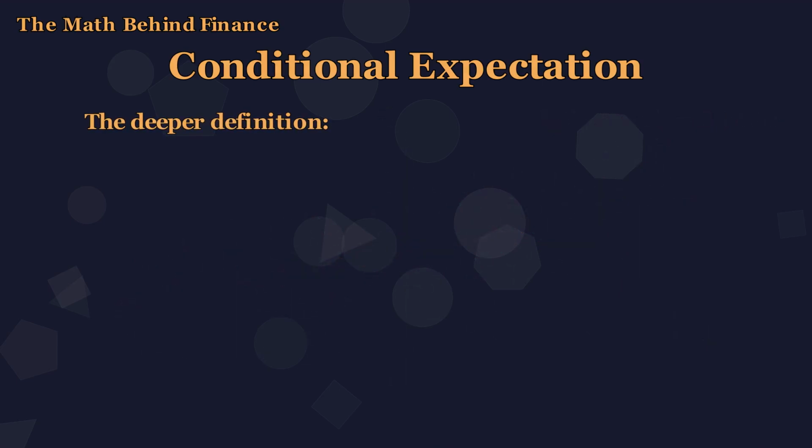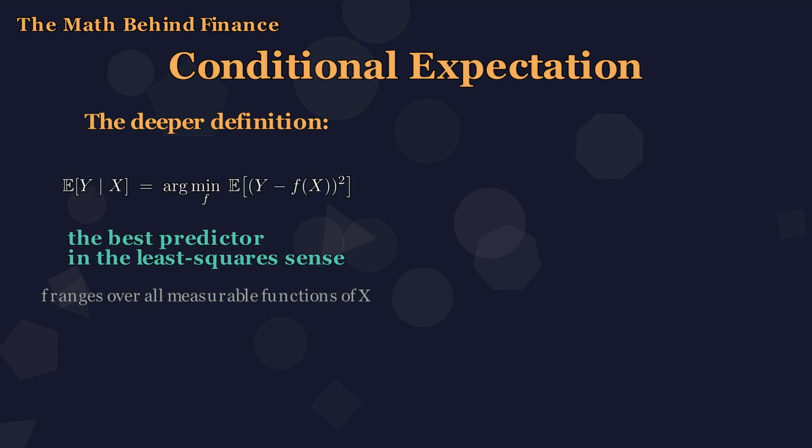Conditional expectation has a precise characterization. E of Y given X is the function f that minimizes the expected squared error. It is the L squared projection of Y onto the space of functions of X, the best least squares predictor over every possible measurable function. And a second property, the Tower property. The expectation of a conditional expectation collapses back to the original expectation. Information can only refine predictions, never shift them on average.